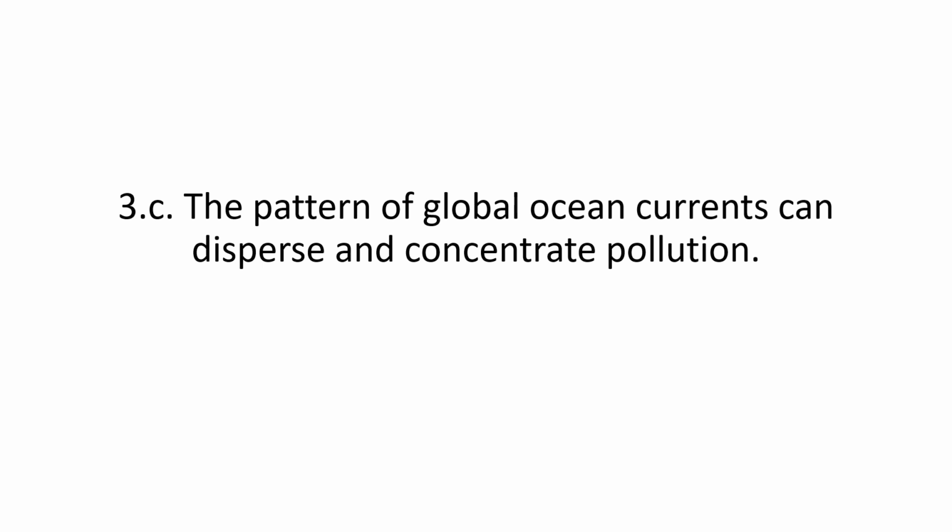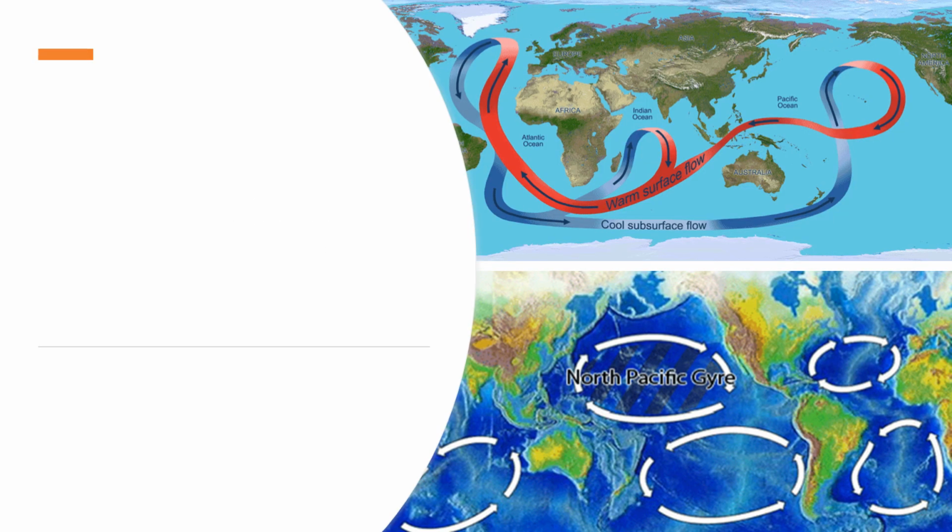3C, the pattern of global ocean currents can disperse and concentrate pollution. So when we're looking at where pollution is coming from, it can be dispersed quite quickly by ocean currents. In some cases, that means that the countries or the industries responsible don't take the responsibility because it's not affecting their location. That dispersal means that the problem is passed on to others. But we're going to focus on where it's concentrated. That can cause big problems, but it may also make the management and clear up a little bit easier.